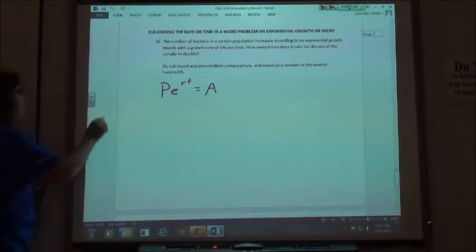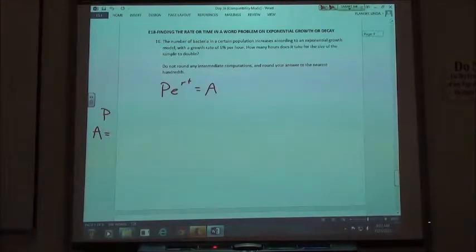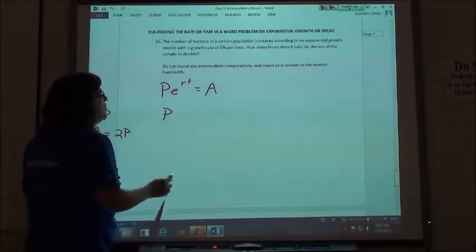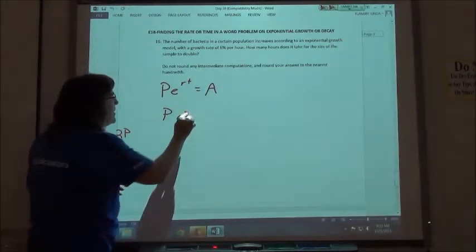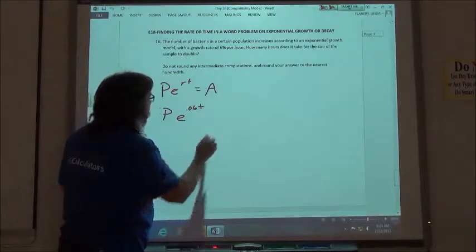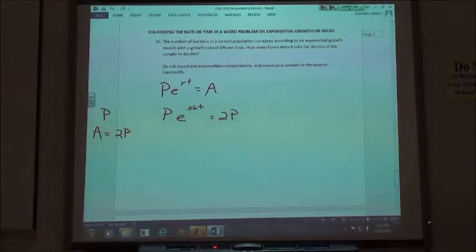If my sample population is P, what is my end amount going to be? 2P, exactly. It's going to double. So, P is my initial amount. E, my rate is 6%. My time is what I'm looking for. And my final amount is 2P. What do you think the first thing I should do with that is?